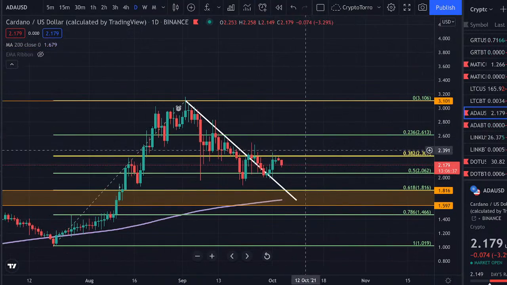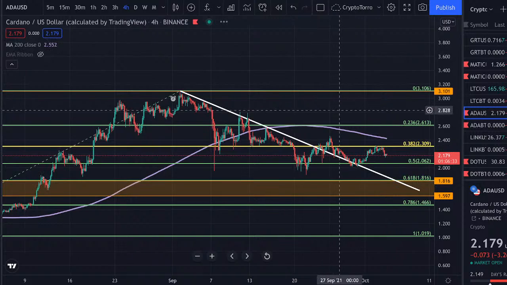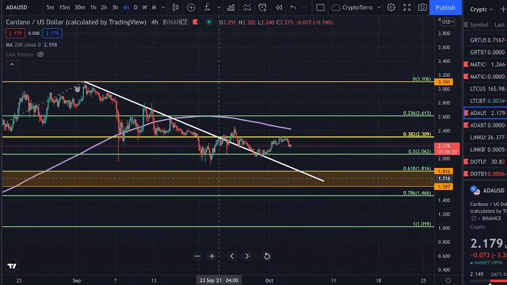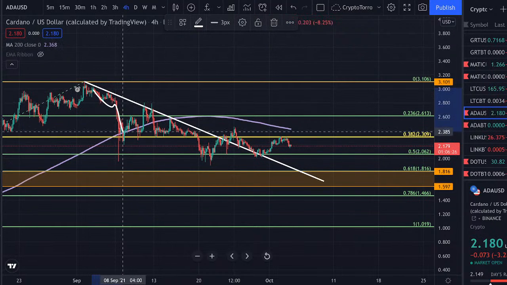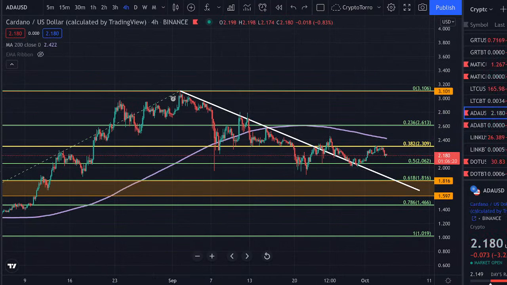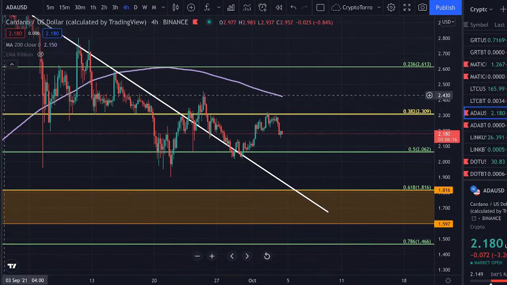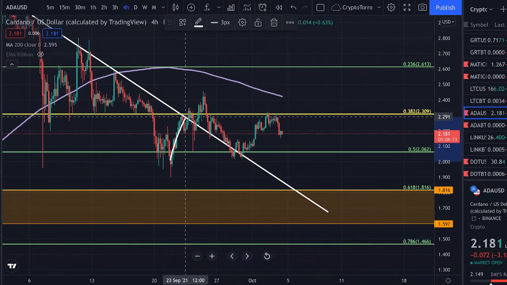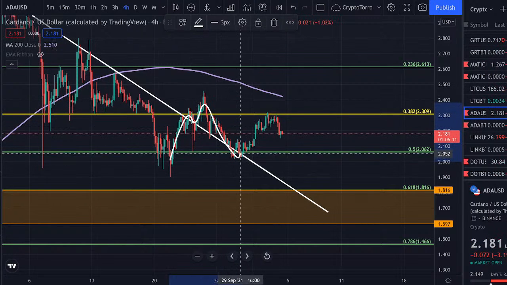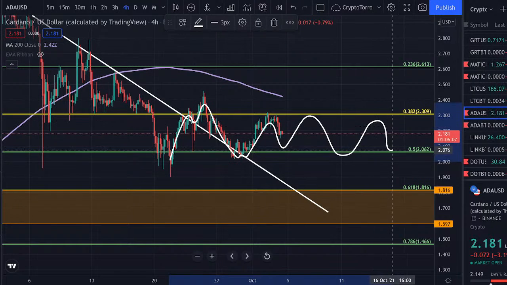So if we take a look at Cardano on the 4-hourly time frame, you can clearly see that we were able to break out above this descending resistance. We had multiple touch points. We were rejected by this descending resistance several times, and right now we did actually the most amazing thing possible. We were able to break out above it, found support on top of it, and right now we are trading in between the 0.382 and the 0.5 Fibonacci.